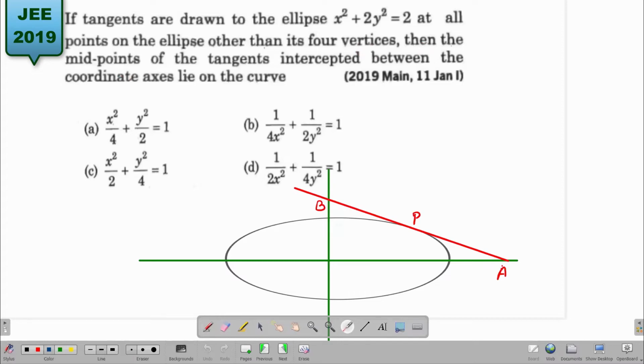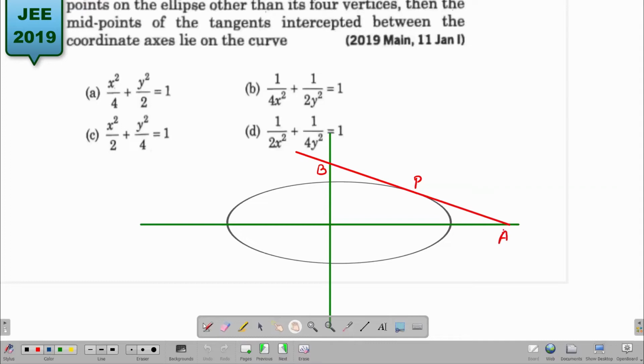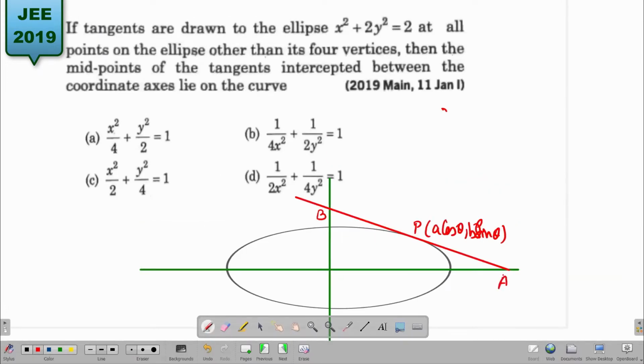Then the midpoints of the tangents intercepted between the coordinate axes lie on the curve. So since this question is of locus, we have to find the locus, that is the curve. So we have to assume the tangent in parametric form. For that, I have to take the point in parametric form. So let that point be (a cos theta, b sin theta). Now, the equation of the ellipse is given to us here, x square plus 2y square equal to 2. So first we convert it into standard form.